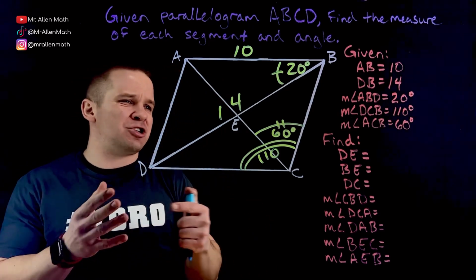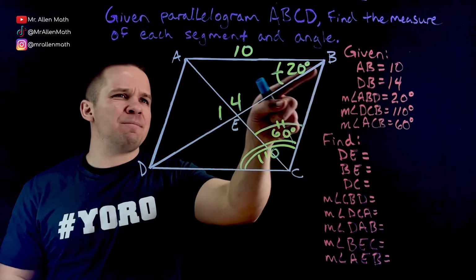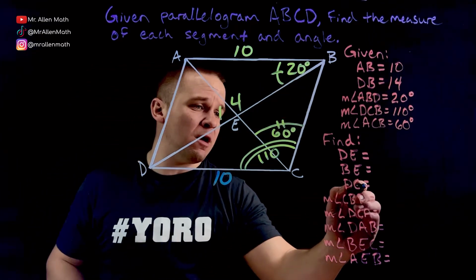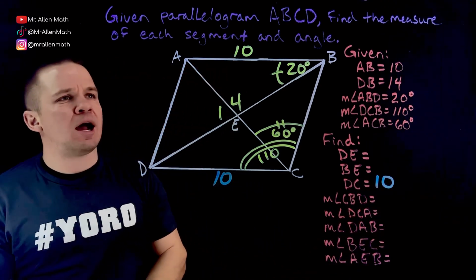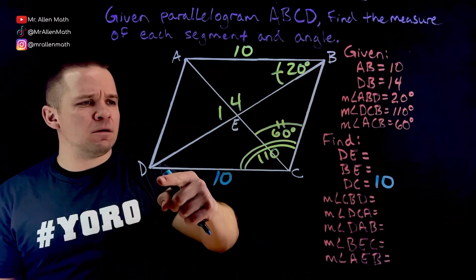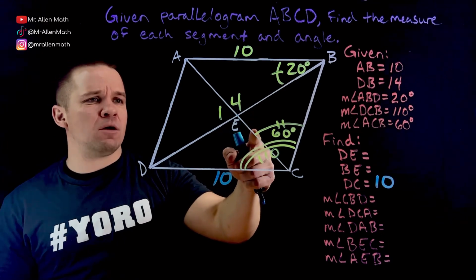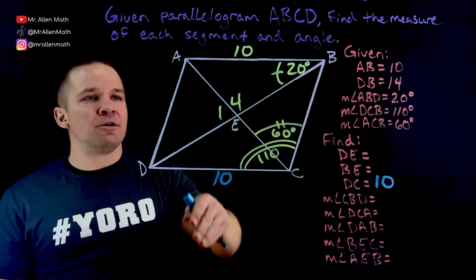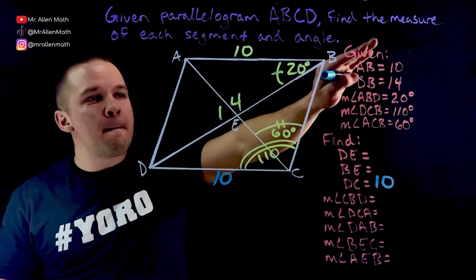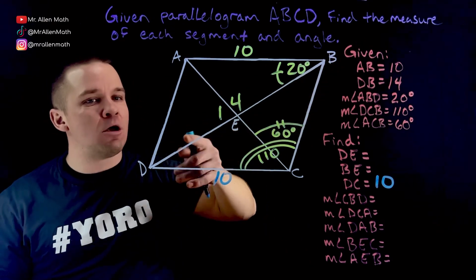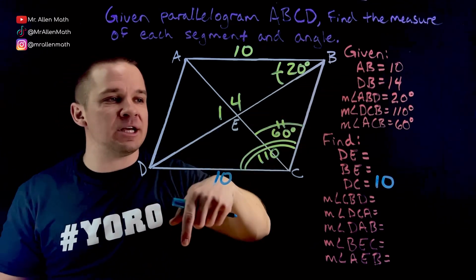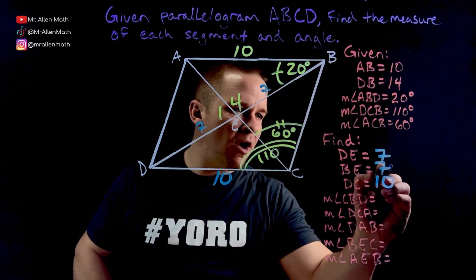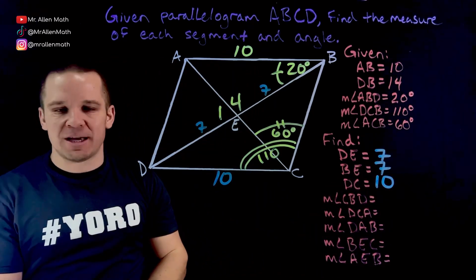All right. So let's see here. Do we have any information yet? Well, AB is 10. DC is an opposite side of that, so it has to be 10 as well. So boom, check it off. All right. What about BE or DE for that matter? Well, didn't we say the diagonals bisect each other? So this AC right here is going to split the BD in half and vice versa. Well, BD in total is 14, so that makes 7 and 7 for these 2 right here. Woo! We've already got our segments taken care of.